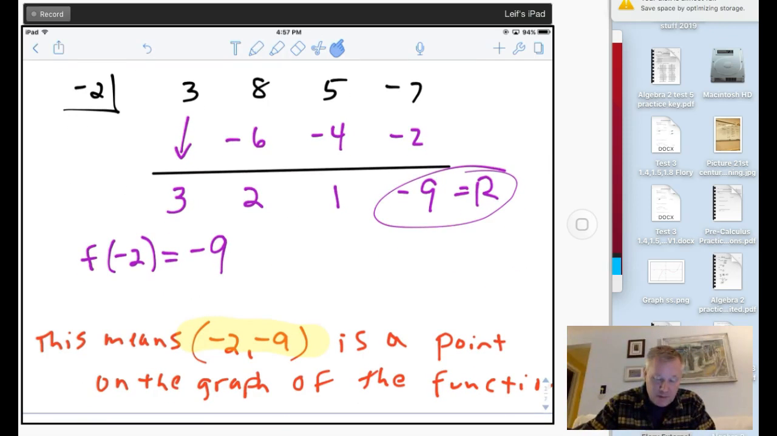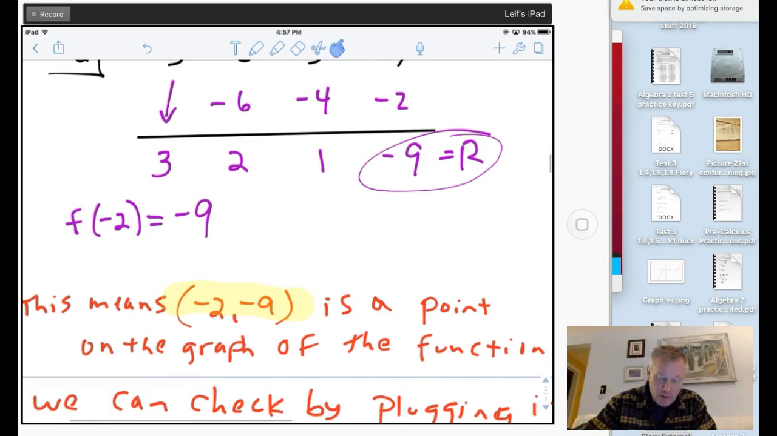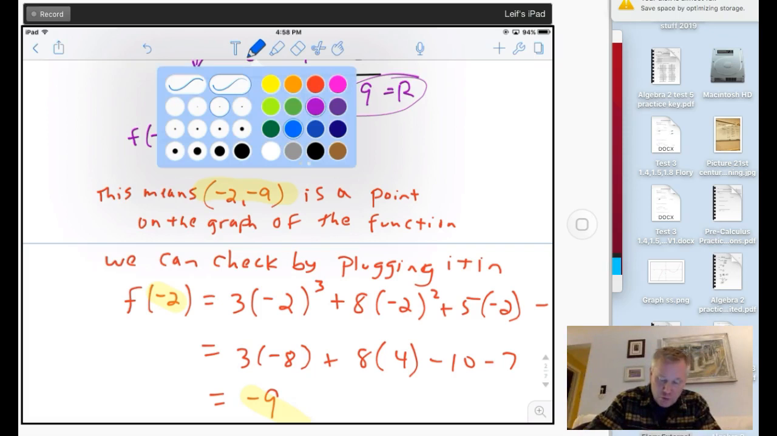What that means is -2, -9 is a point on the graph of the function, and we can check it by plugging it in. If they ever ask you to prove it, the easiest way to do it is simply to plug in the x value into the original equation, which in this case is the -3x cubed plus 8x squared. I just took that same equation up here, plus 5x, this one right here, and I plugged the -2 in, all right, and I got this down here, and then I just simplified it.